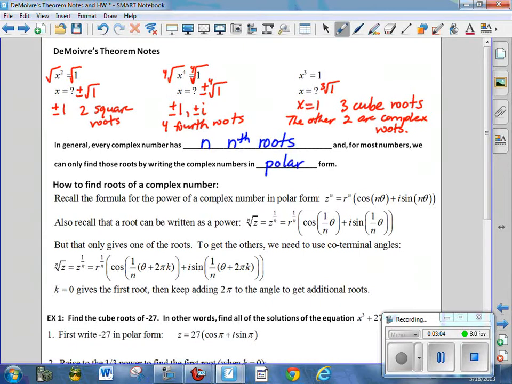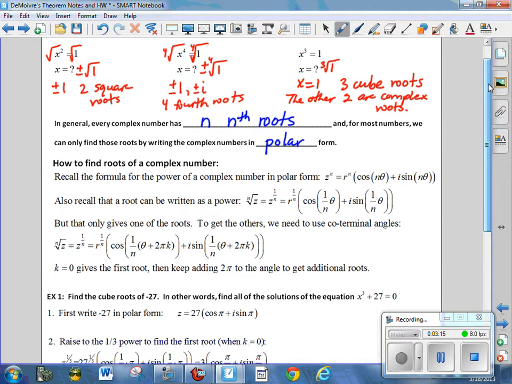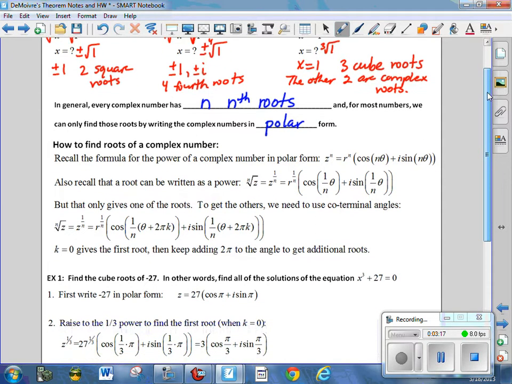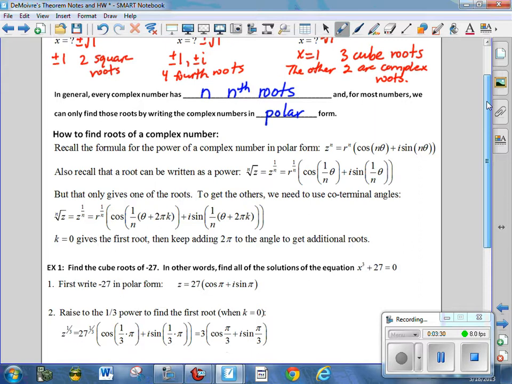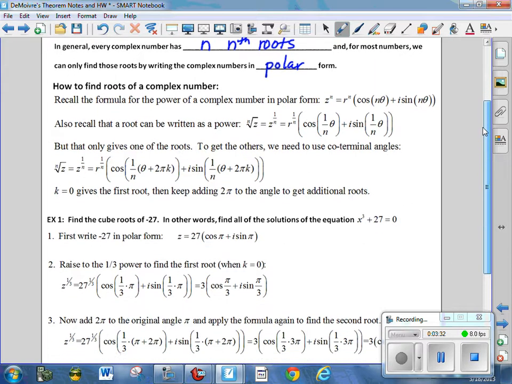So what I've done for notes today is rather than having you write a ton of stuff and try to keep up and listen, I've written out the notes for you for the most part. We'll add a few little things here and there. And I just want to explain the process to you. So I want you to follow along with your notes, and you might want to have out some sort of bright colored marker or pen to mark certain things in something other than black or pencil so it kind of stands out. So first of all, how to find roots of a complex number.